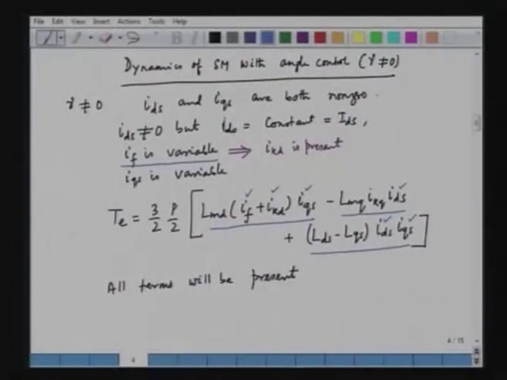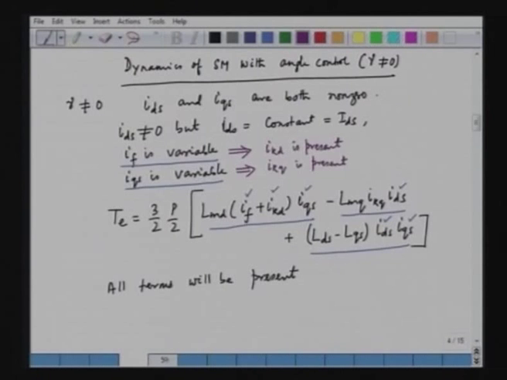And what about the q axis? In the q axis, again the damper winding will circulate a current whenever there is a rate of change of flux linkage in the q axis rotor, and that is true here because IQS is also variable. So, IQS is variable here, and that leads to the fact that IKQ is present. And we can of course find out the expression for IKD and IKQ by respectively solving the equation of the dampers in the d axis and q axis.